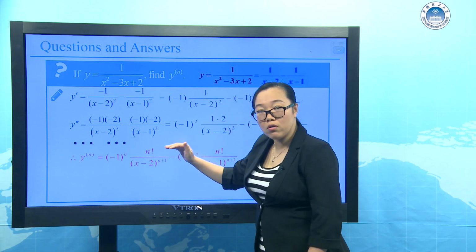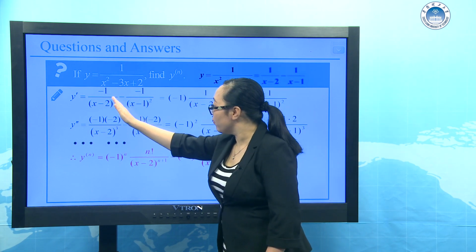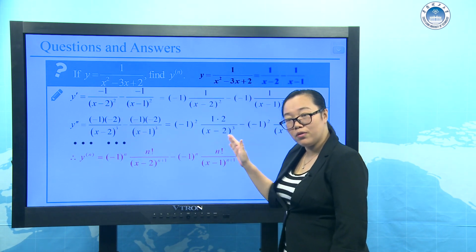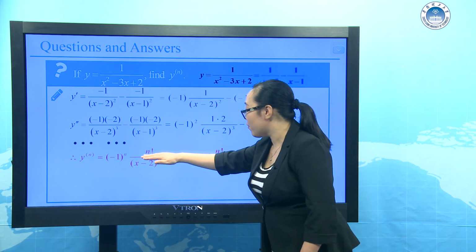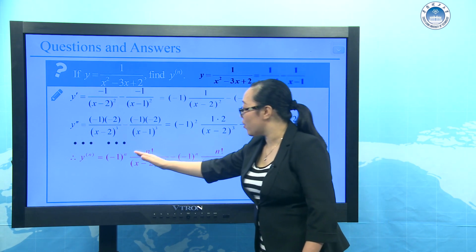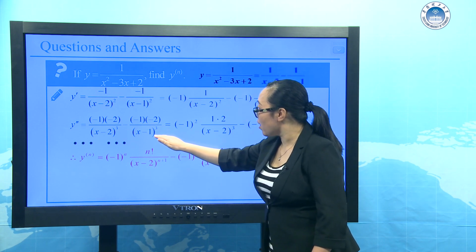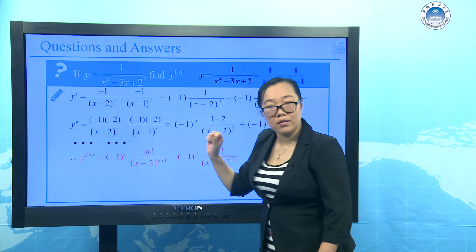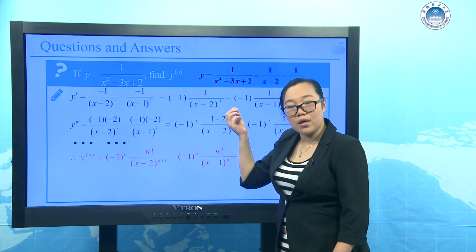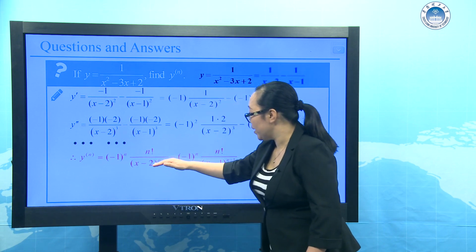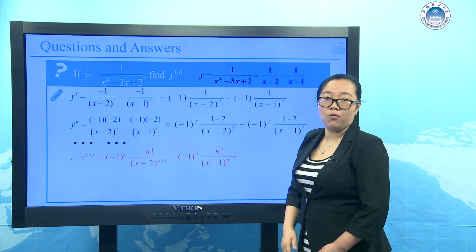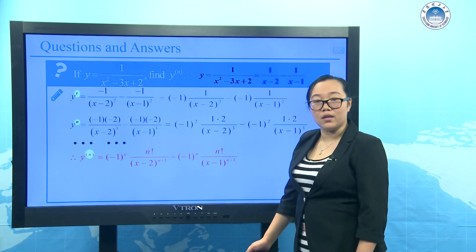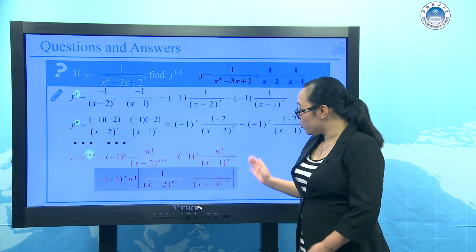The leftover constant: for the double prime it is 1, 2. For the nth derivative it is 1, 2, 3, 4 until n, the corresponding n factorial. It is our first term, with x minus 2 to the power n plus 1. For the second term, x minus 1 to the power n plus 1 as well. So it's our final result: first, second, we can get the nth result.